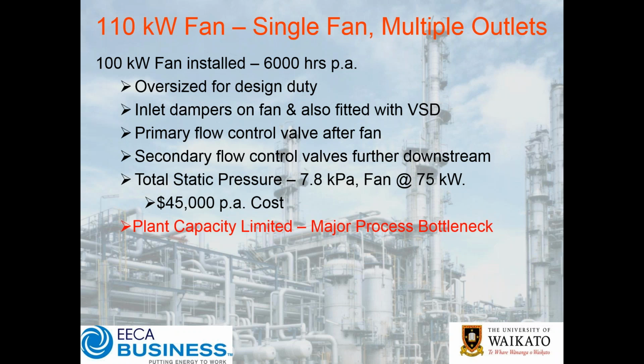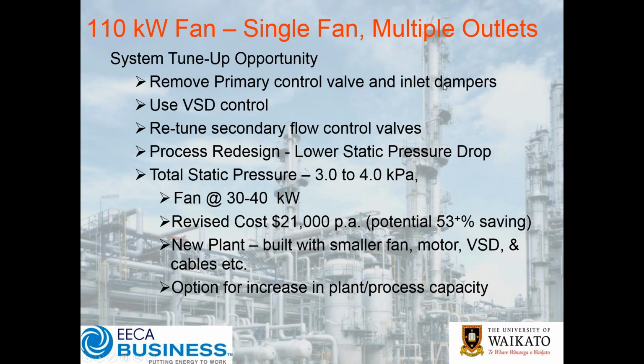We could get rid of the primary control valve after the fan, revert to VSD control. The secondary flow control valves weren't needed either, and so basically we were pulling about 45,000 per annum, but as it turns out this particular part of the process was one of the major bottlenecks. And so what we ended up doing, because of course the philosophy was the fan's at full speed, it's at 100%, we've got nothing more to give, therefore we're stuck, it's a bottleneck.